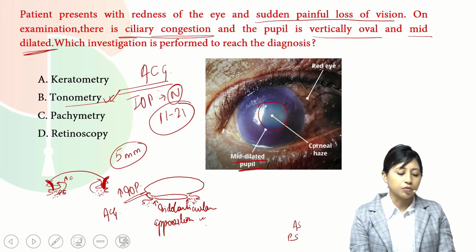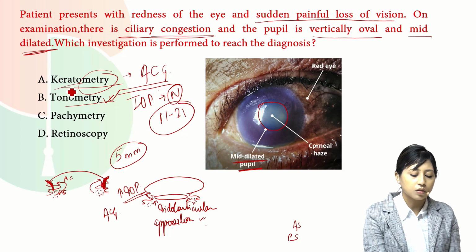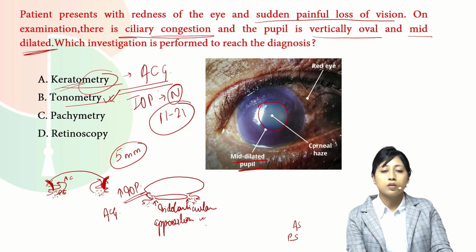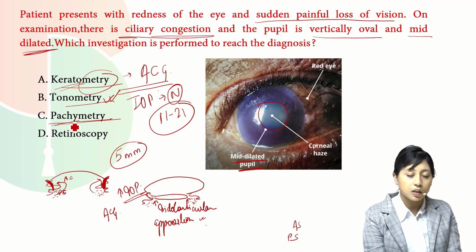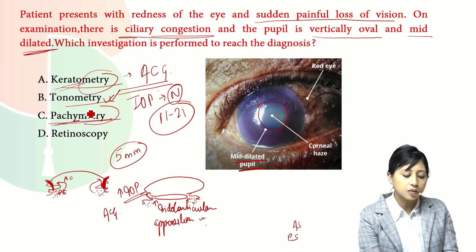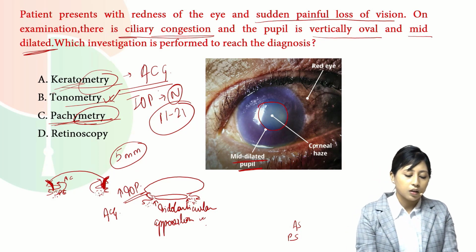Let us see the other options. What is keratometry? Metry means to study. Kerato means cornea. So it is the study of corneal curvature. Pachymetry. Pachy means thickness, and metry again means to study. So pachymetry means to measure the corneal thickness.